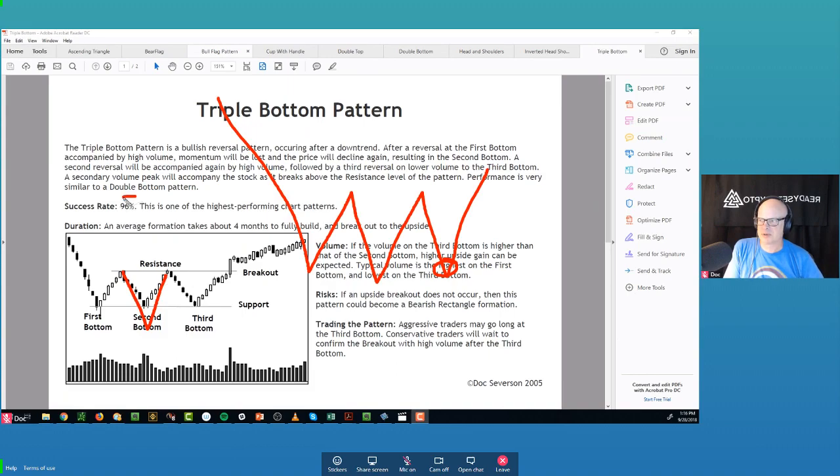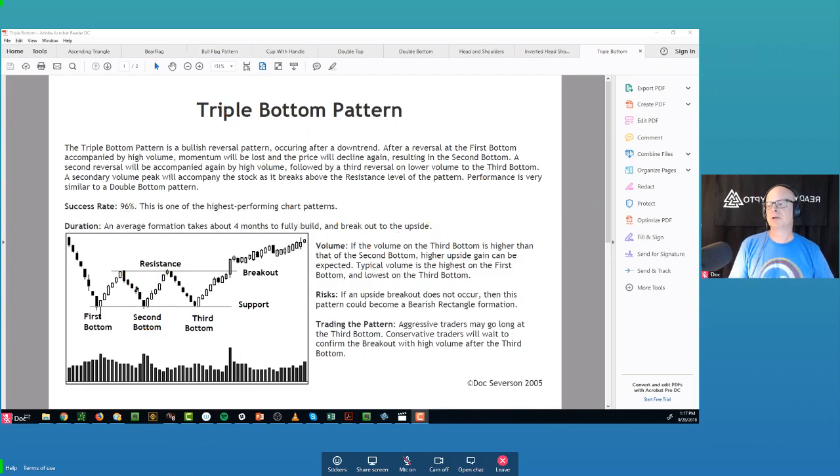But 96%, one of the highest performing chart patterns. Again, I think it's a combination of triple bottom and inverted head and shoulders. I see these fairly reliably, and they do work nicely because it is not just a chart pattern. It's the market flow. It's the Dow theory. It's the higher low, lower high kind of thing.